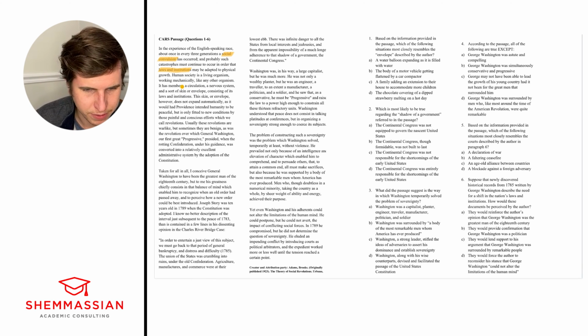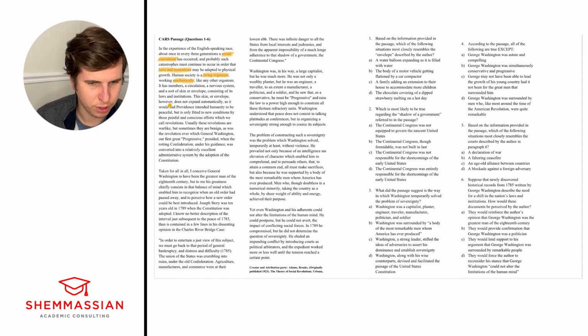Human society is a living organism working mechanically like any other organism. Okay, so we're talking about mechanicalness now. It has members, a circulation, a nervous system, and a sort of skin or envelope consisting of its laws or institutions. Okay, so this is kind of using that allegory of living organisms. I'm actually going to go back and highlight that. And then again, laws and institutions are that thing. So I don't necessarily need to highlight it again because I have it here, but social convulsion, laws, institutions, living organism, mechanically, right? We can go from there.